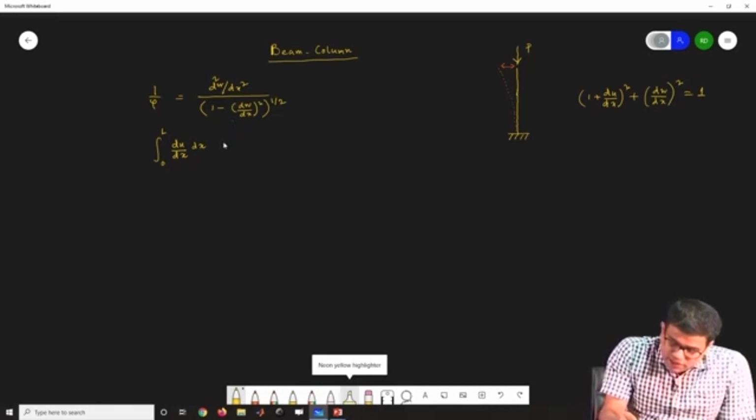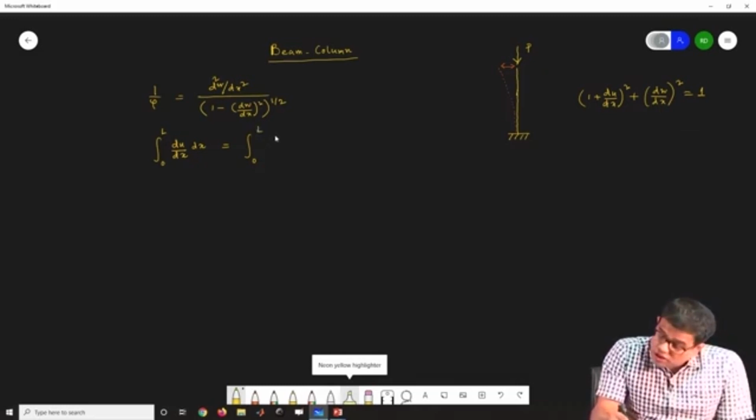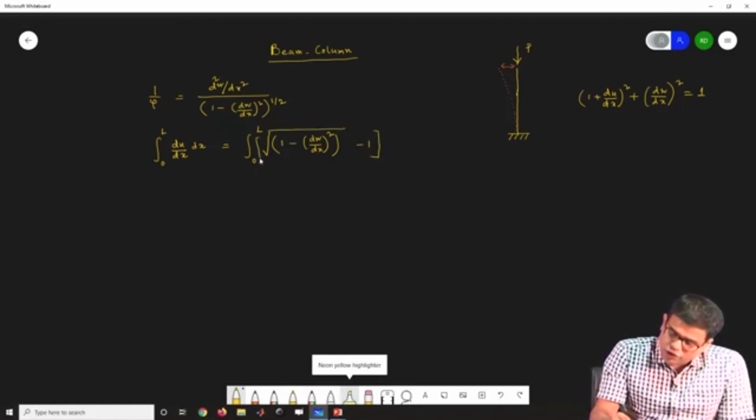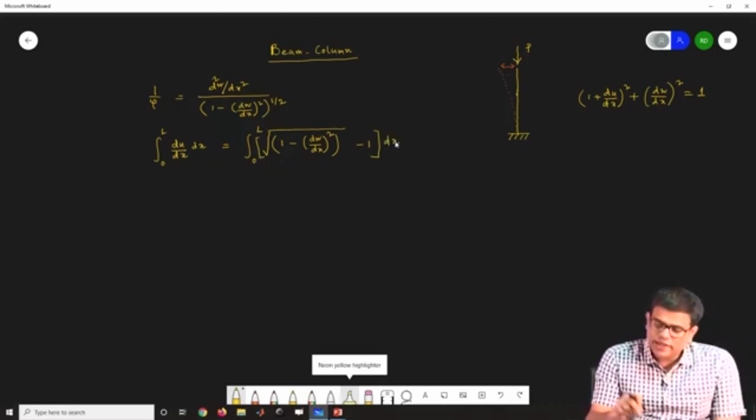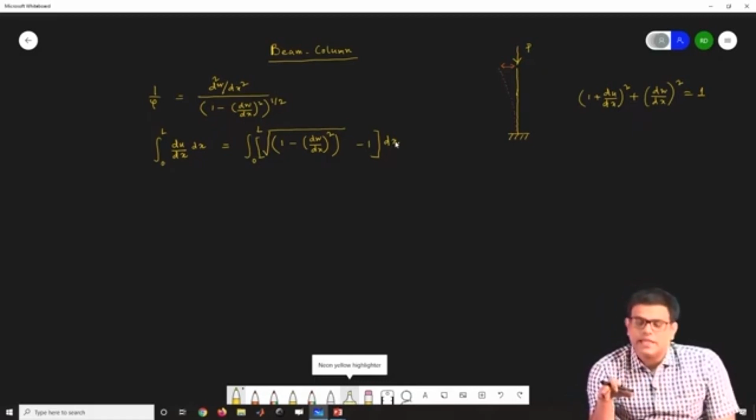So, if I substitute it here, the axial shortening will look like this: integral of (1 minus root over 1 minus (dw dx) whole square) dx, minus 1 in the root form. So, this is my axial shortening. Now, this axial shortening we have to consider in the theory. If we consider this axial shortening, then what is the corresponding potential energy?